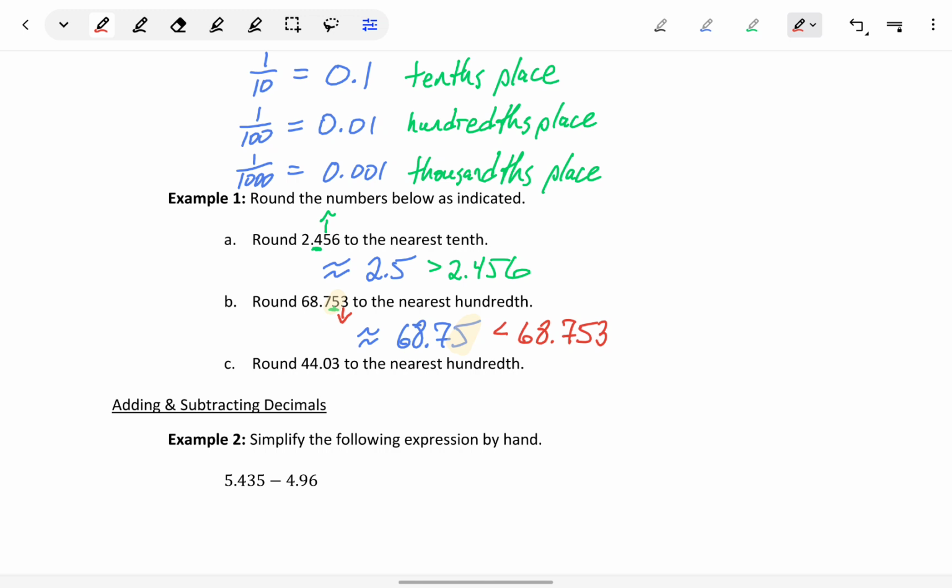Then in part C, we're asked to round 44.03 to the nearest hundredth. In this case, 3 is in our hundredths place. There is no digit to the right of that, so there's nothing to round here. This number just remains exactly 44.03.